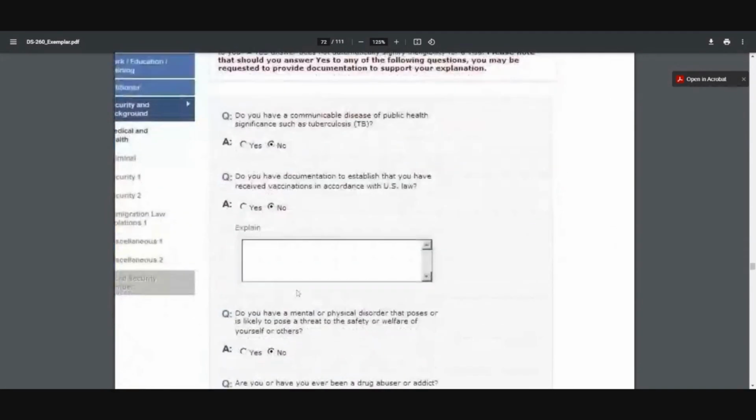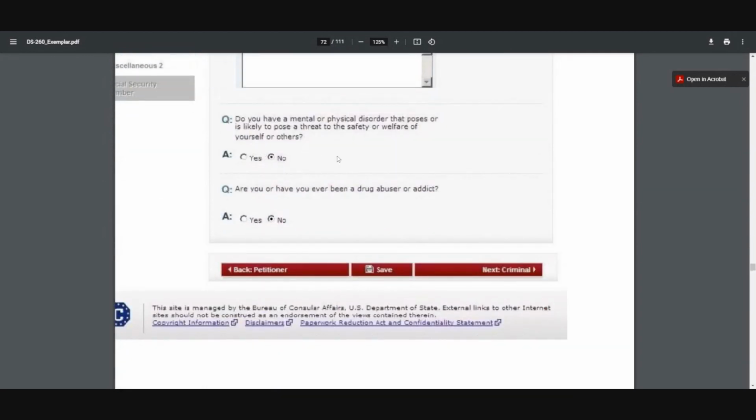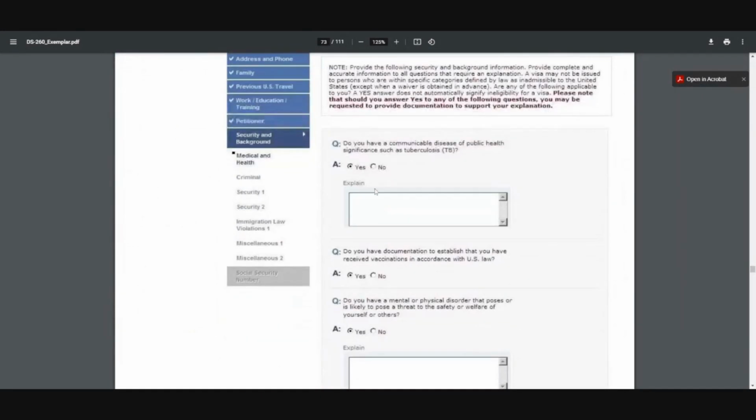We go on. So they will ask you about your health. Do you have TB? You tell them. Have you been vaccinated? We had to take our vaccination to the American embassy. Very, very important. Tell them about it. They are not going to discriminate against you. Just tell them. Mental or physical disorder, mention that. Are you a drug abuser or an addict? Mention that to them.